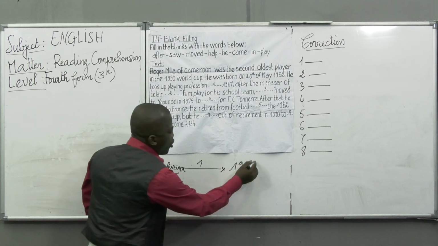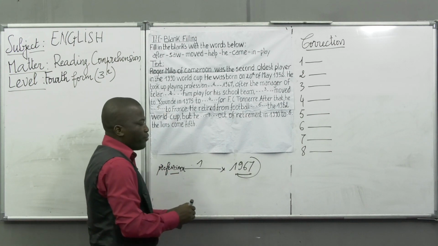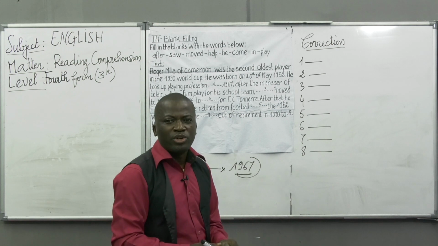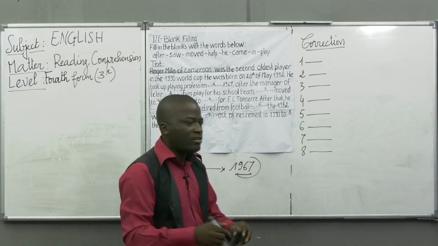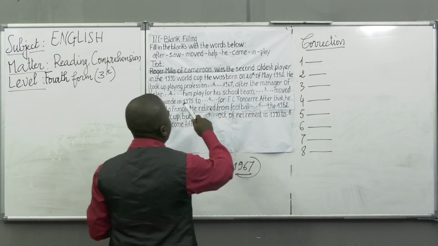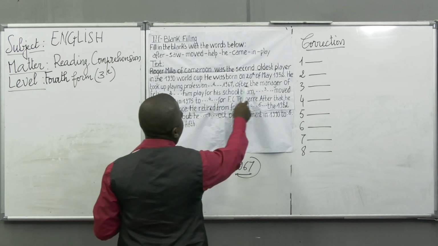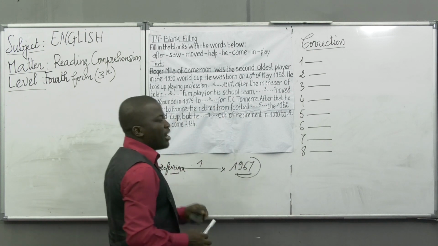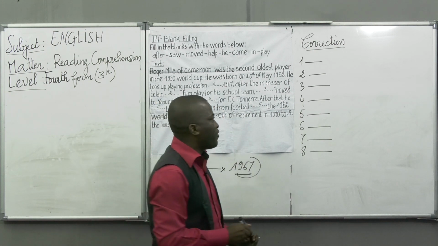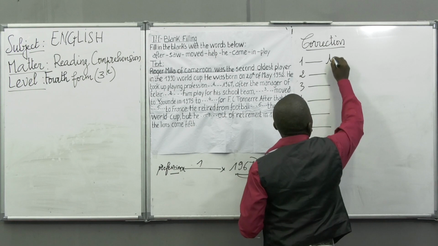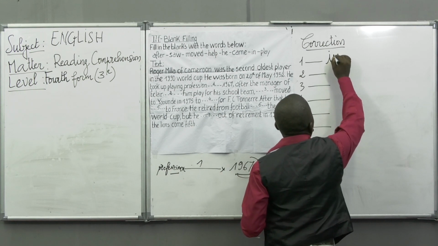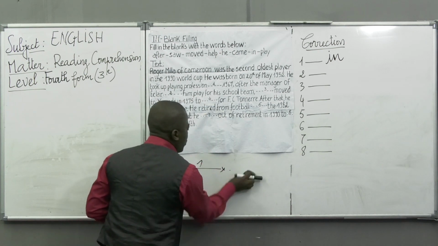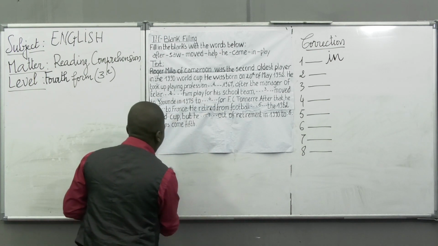As we have a year here, and very often in front of years, we have a preposition. What preposition? In. That is, we're going to say, he took a playing profession in 1967. Then you write in here. That's very good, class. In. Good.